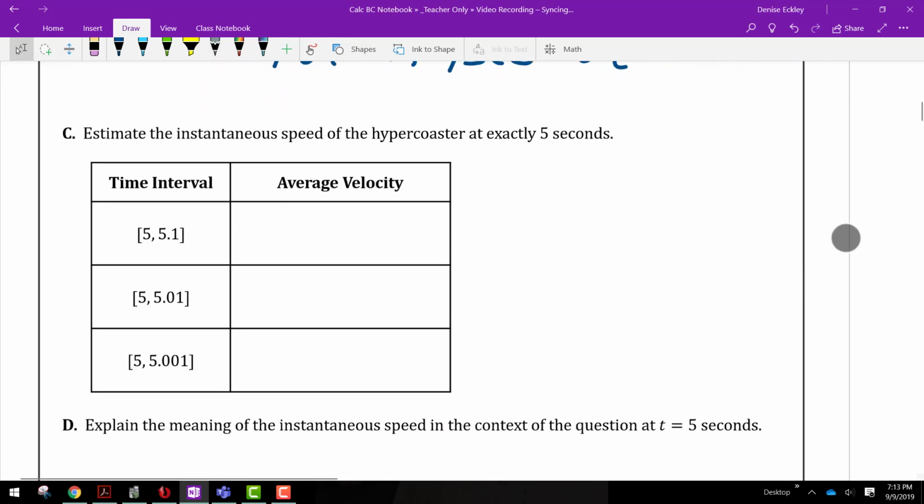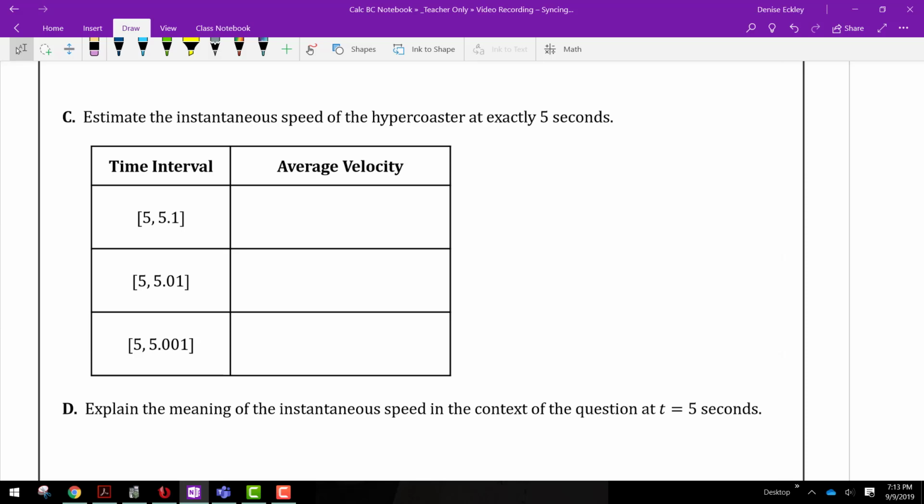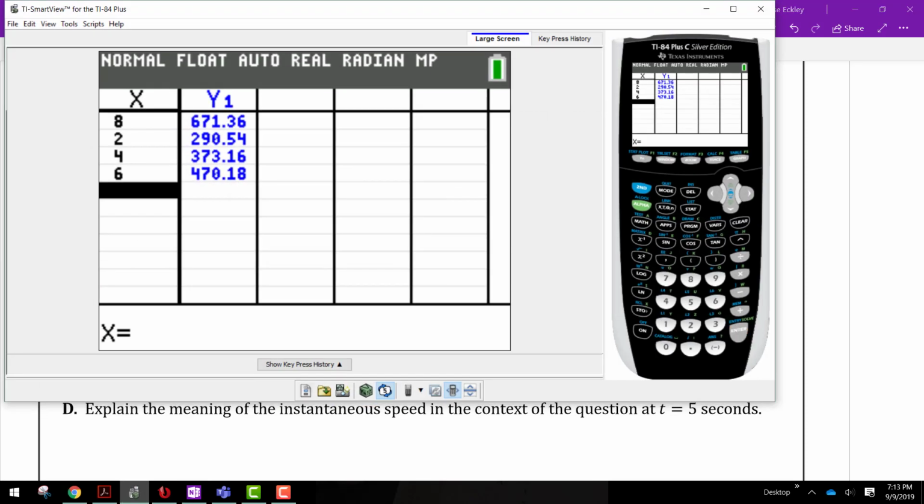Okay, so now what about at exactly 5 seconds? So I have given you the time intervals that you need. So I am going to go through and put those in my calculator, same thing.